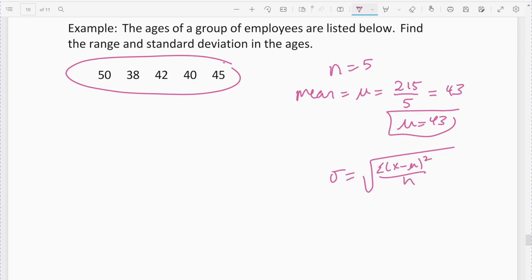Oh, and I forgot to find the range. We'll find the range first. I'll do that last, hopefully I don't forget. I'm going to find my deviation first, and then the last thing I'm going to do is find my range. So we're going to use the table to set it up.